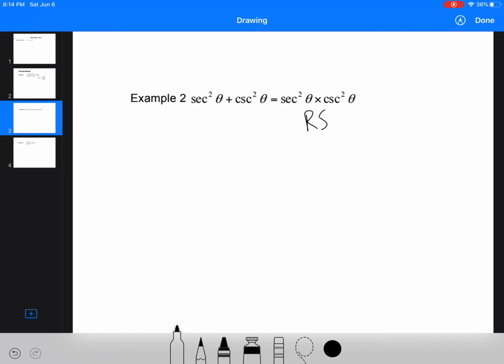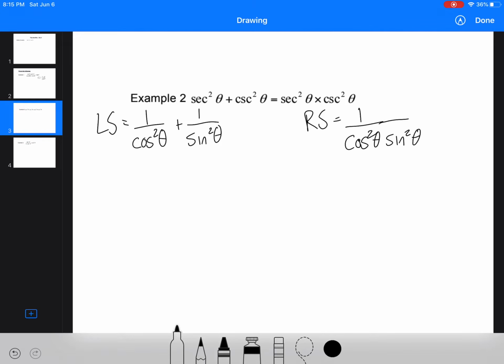So the right side here, again, I'm not going to actually work on the right side, but I do want to change it to cos and sine. This is going to be 1 over cos times 1 over sine, which is just 1 over cos sine. And now looking at the left side, and they're both squared, sorry. We've got 1 over cos squared plus 1 over sine squared. Now this is one of my favorite types of questions. It's really unique looking, but it's actually very simple after you've done it a couple of times.